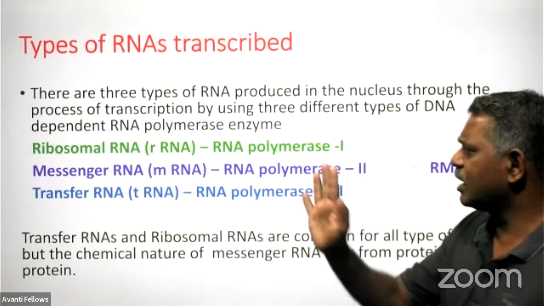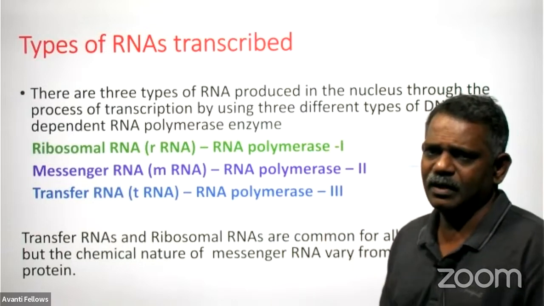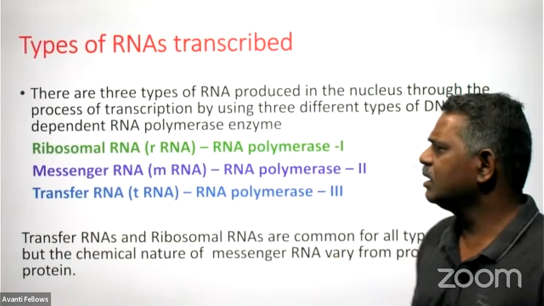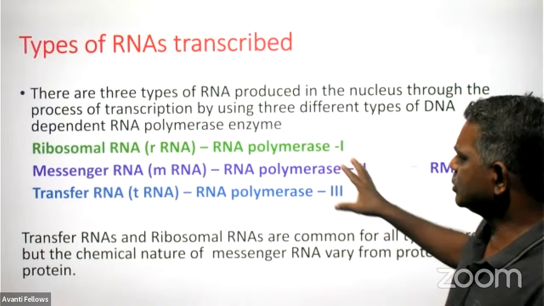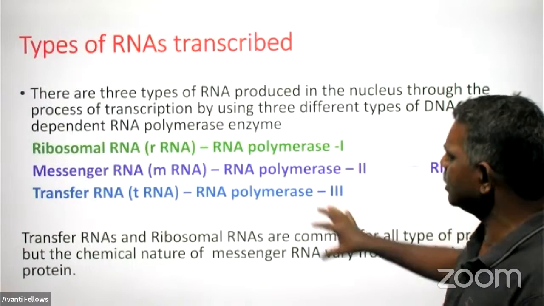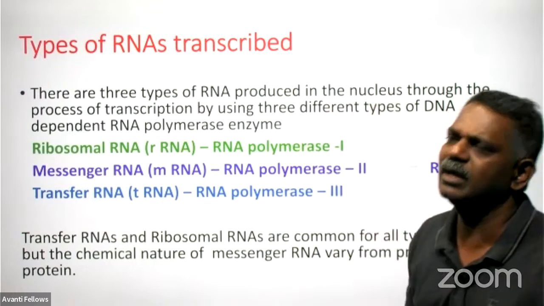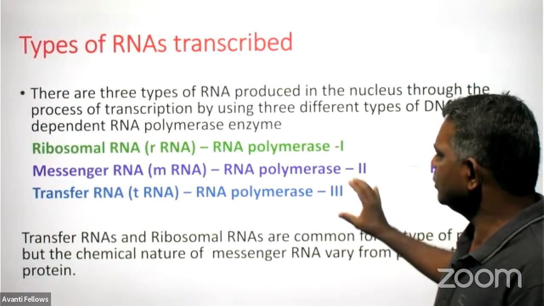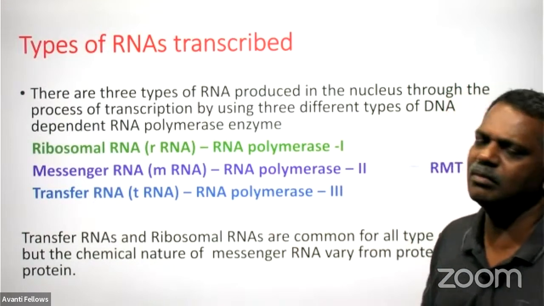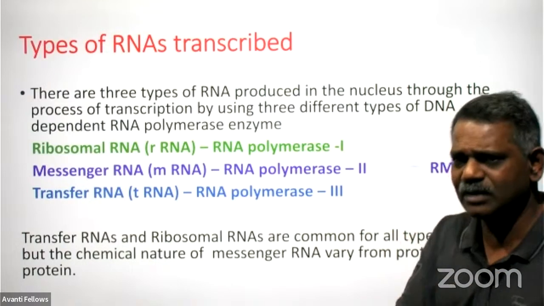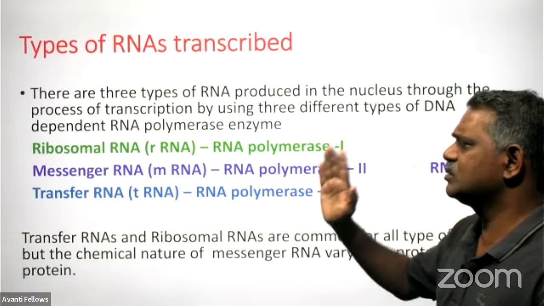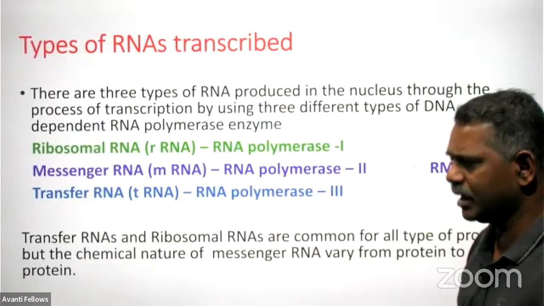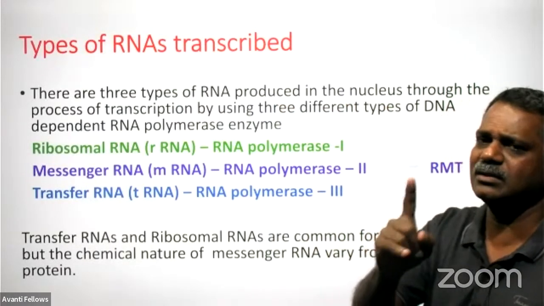So there are three types of RNA polymerase in the nucleus. RNA polymerase 1 synthesizes the rRNA from the DNA through the process of transcription. Messenger RNA or mRNA is produced in the nucleus by RNA polymerase 2 from the DNA. And transfer RNA, tRNA, is synthesized from the DNA by another enzyme called RNA polymerase 3. But always, all these RNA polymerase enzymes elongate from the 5' direction to the 3' direction, considering only one strand of DNA as a template.